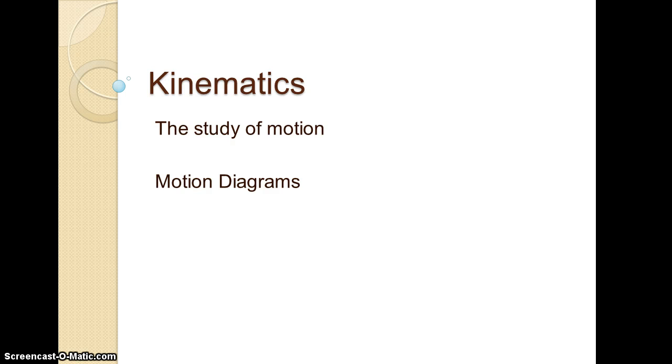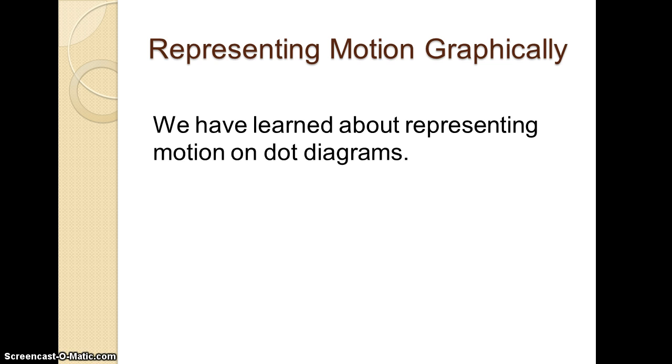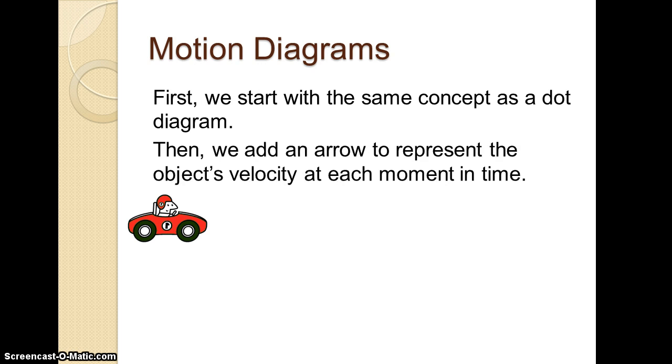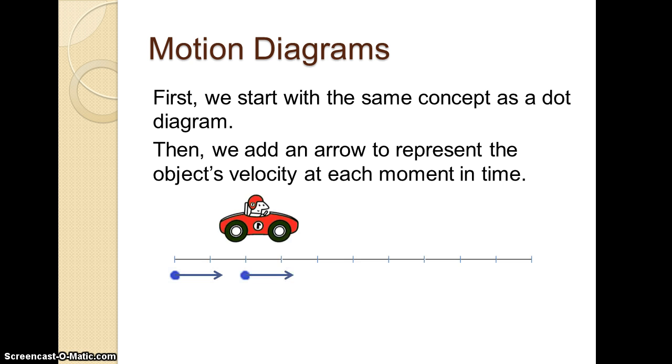This is a brief introduction to motion diagrams. So, we've already learned about representing motion on dot diagrams. Motion diagrams take dot diagrams one step further. First, we start with the same concept as a dot diagram. Then, we're going to add an arrow to represent the object's velocity at each moment in time.